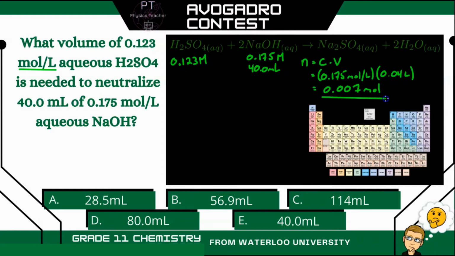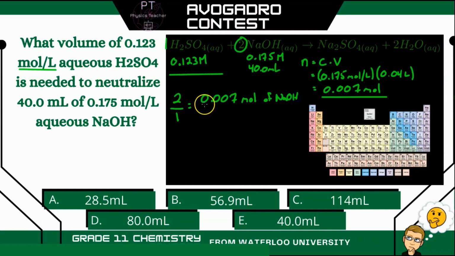Now that we have the number of moles of sodium hydroxide, we can do our stoichiometry to convert to the number of moles of our sulfuric acid. So let's do our mole ratio, meaning we have a 2:1 ratio, and that is going to equal the number of moles of sodium hydroxide, which we just calculated to be 0.007 moles of NaOH, all divided by this one here, which is related to the number of moles of our sulfuric acid, which I will write as n for H2SO4.